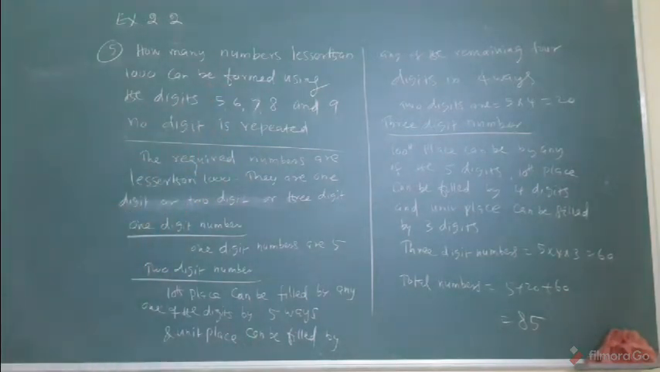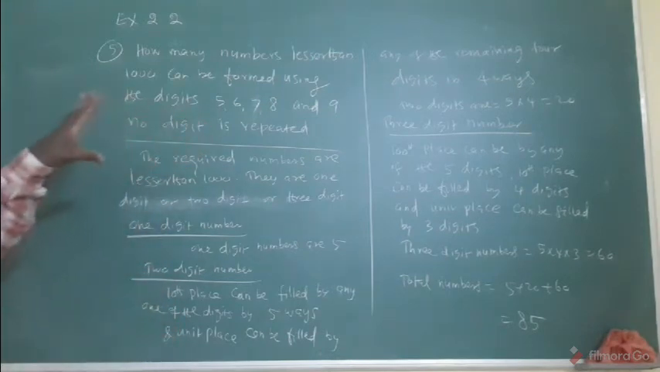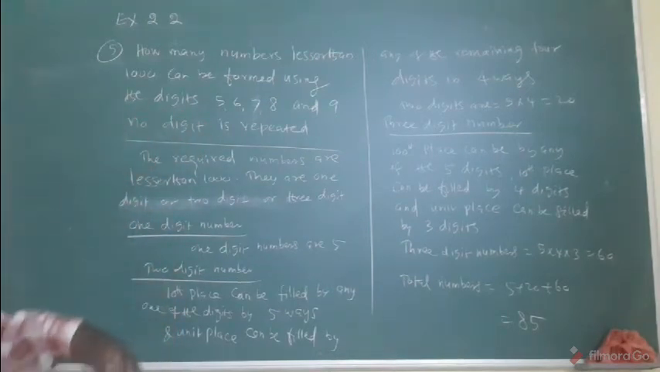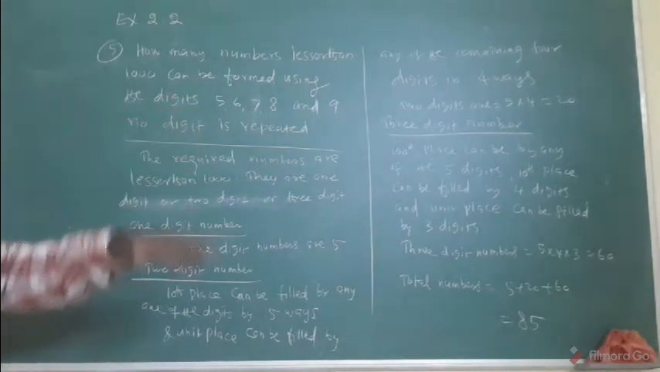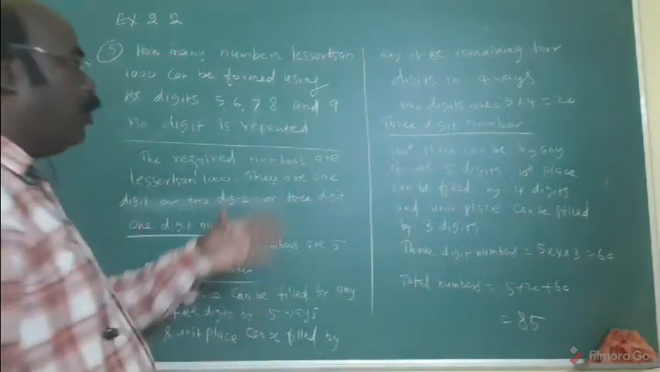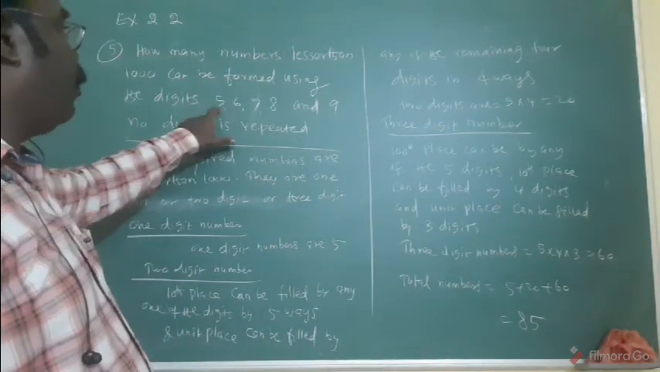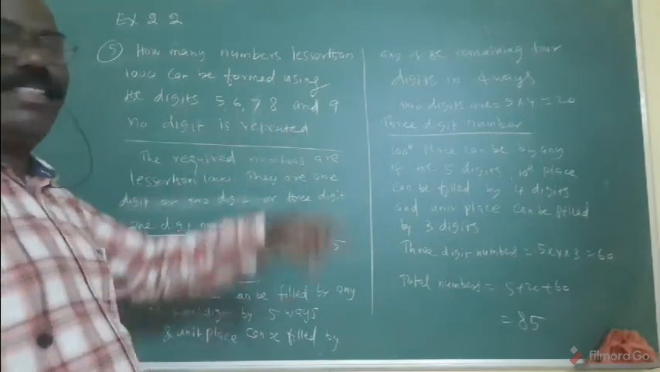Am I correct? Out of 5 numbers, you put any one in the tens place. The remaining 4 numbers are for the unit place, so you put any number in 4 ways. So 2 digit numbers are 5 into 4, 20. In this way, out of 5 numbers, you can form 2 digit numbers in 20 ways.